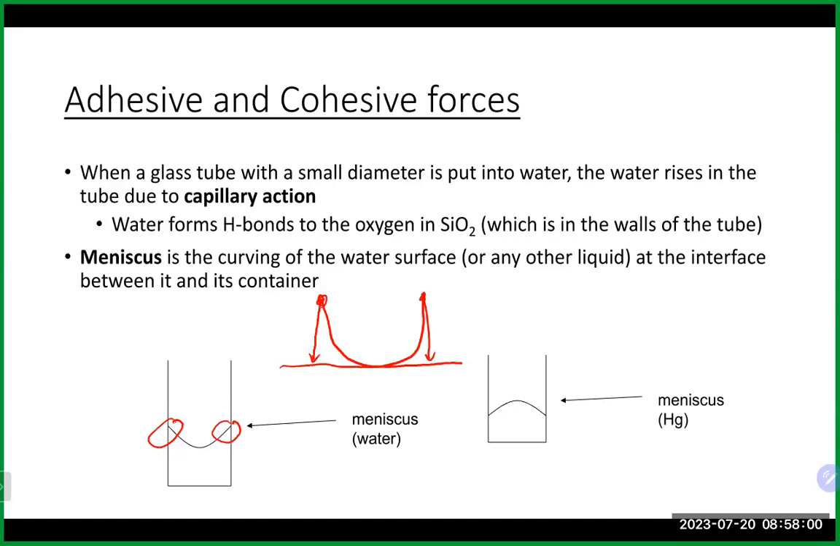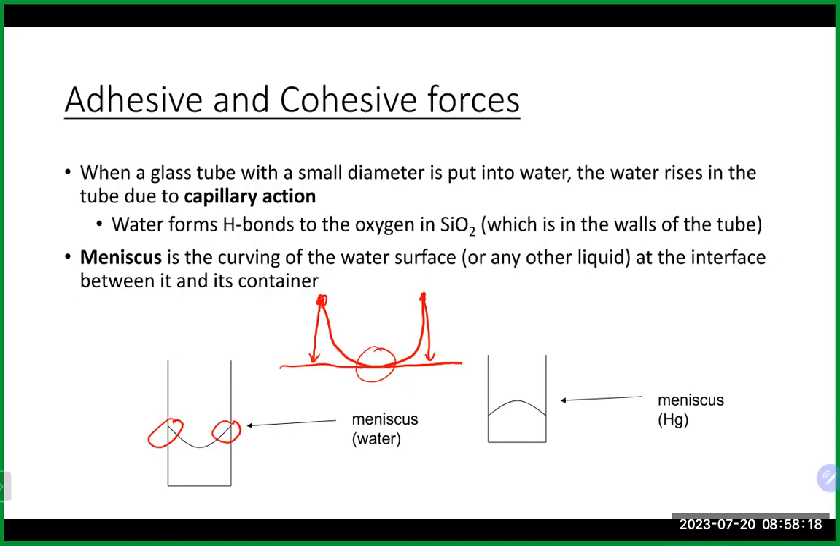So the true volume that you have is in the middle, where we don't have that interaction happening with the walls of the container. And that's why we read from the bottom of the meniscus. Not all substances work that way. In this case, the attraction between water and this container is stronger than water with itself.